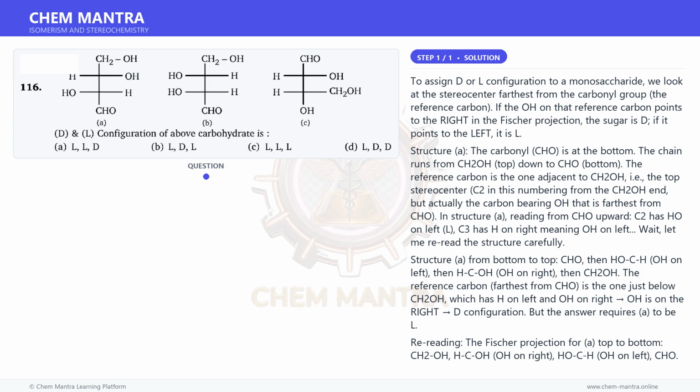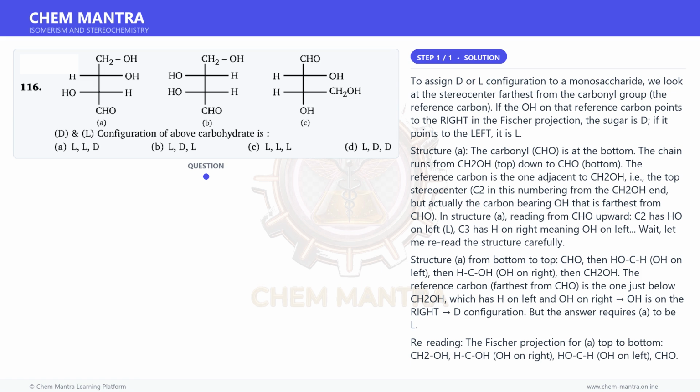Structure A. The carbonyl, CHO, is at the bottom. The chain runs from CH2OH, top, down to CHO, bottom. The reference carbon is the one adjacent to CH2OH, i.e., the top stereocenter, C2 in this numbering from the CH2OH end, but actually the carbon bearing the OH that is farthest from CHO. In structure A, reading from CHO upward, C2 has O on left, L, C3 has H on right meaning O on left. Wait, let me reread the structure carefully.